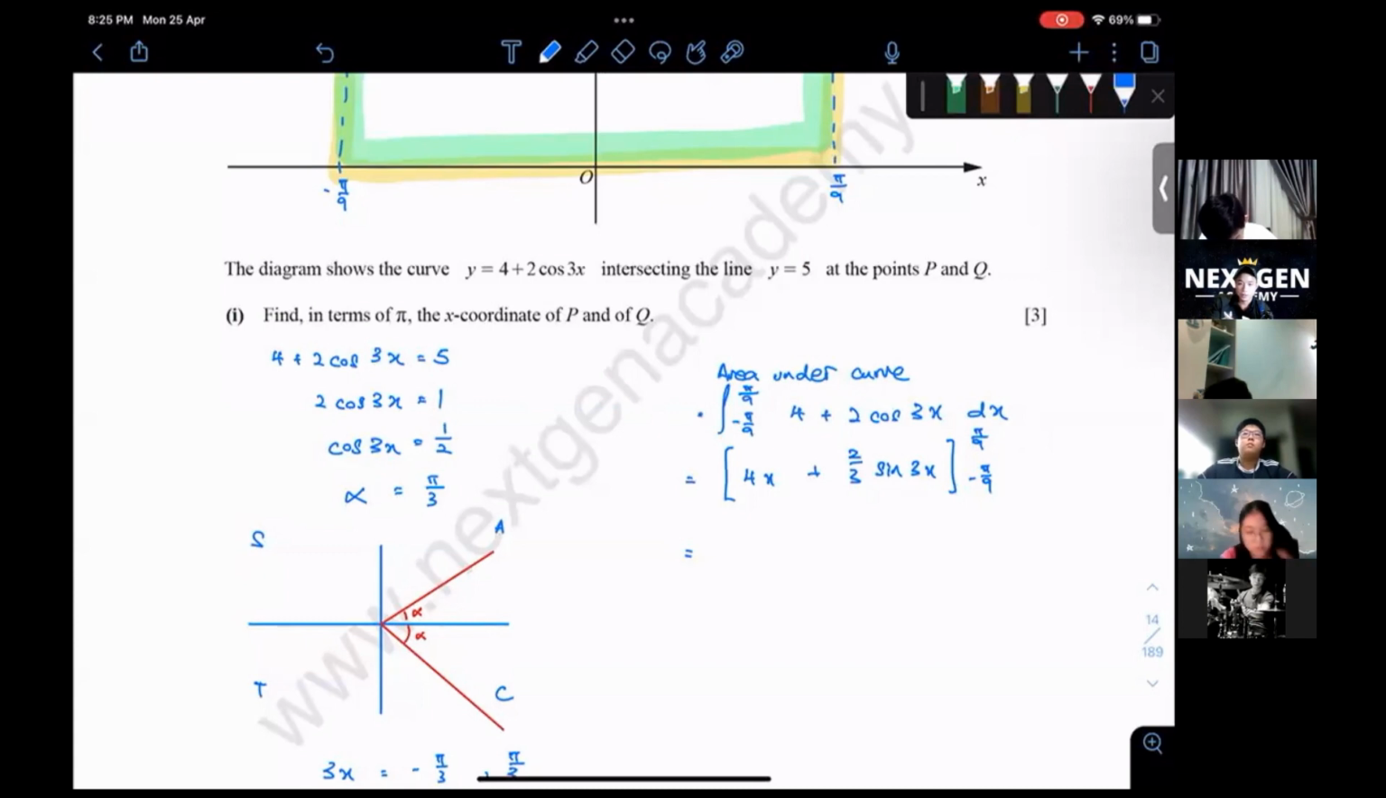But in using this calculator, if I type in sine pi over 3, immediately the calculator will give you root 3 over 2 already. Anyone using the black calculator? Anyone using 570 MS?